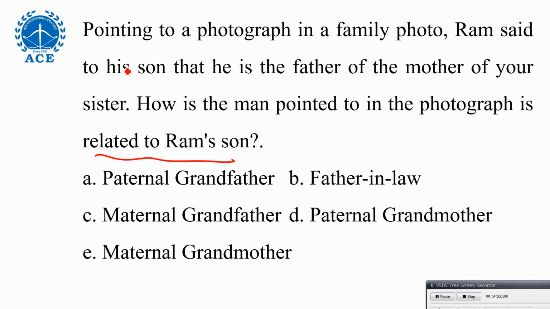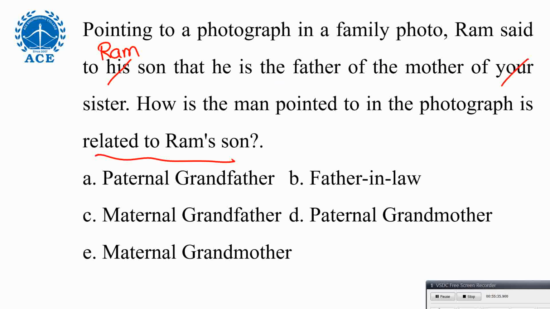Ram said to his son. He is the father of the mother of your sister. When there is of, you need to read it from back to front. Here, your means Ram's son. To whom he is saying? Son. So, your, my means Ram will come. Statement is said by Ram, but giving statement to son. So here your means Ram's son. Ram's son's sister means Ram's daughter. Ram's daughter's mother's father. So it's the mother of your sister's father.